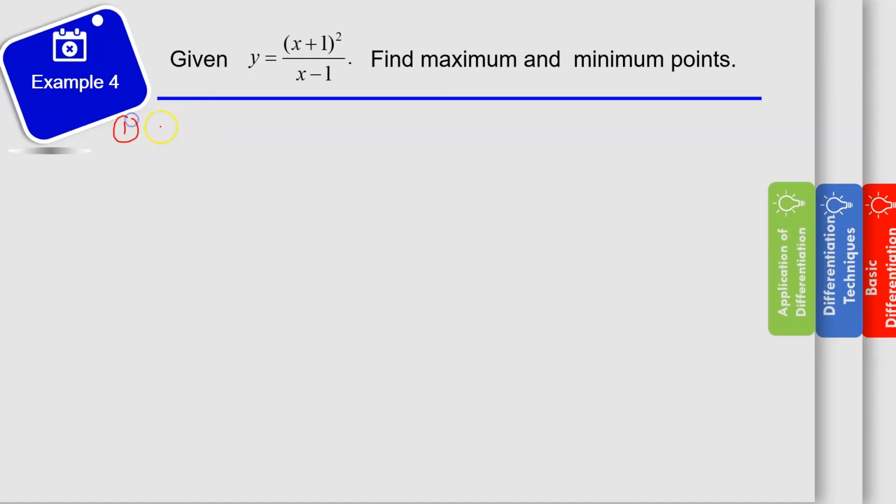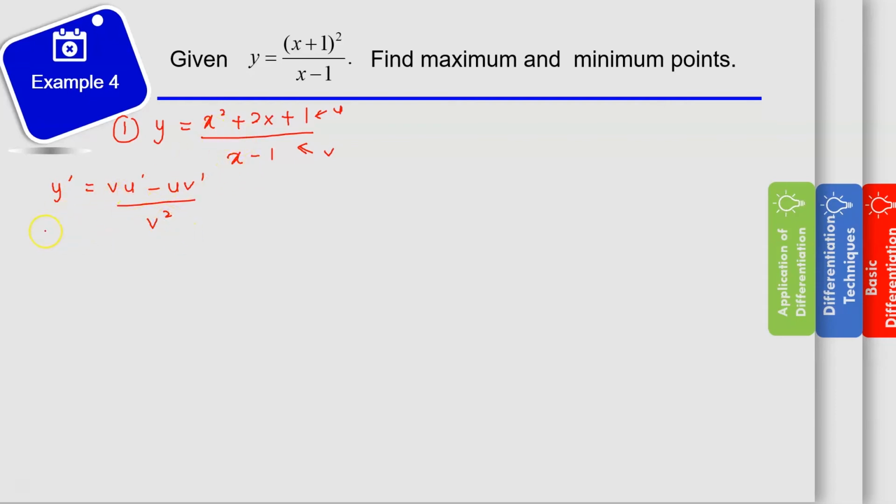So for step number 1, we have y equal to, and for this part I can expand it: x squared plus 2x plus 1 divided by x minus 1. How can I differentiate this function? I can use the quotient rule because it involves division of two functions, where the numerator is u and the denominator is v. In this case, y prime will be equal to (v u prime minus u v prime) divided by v squared.